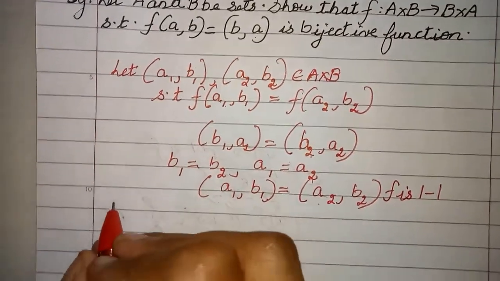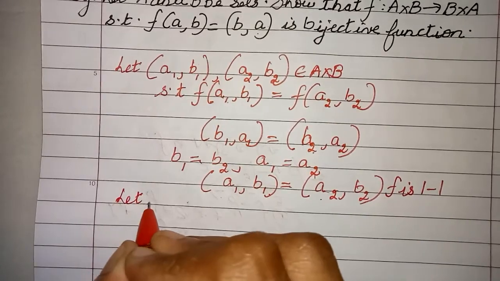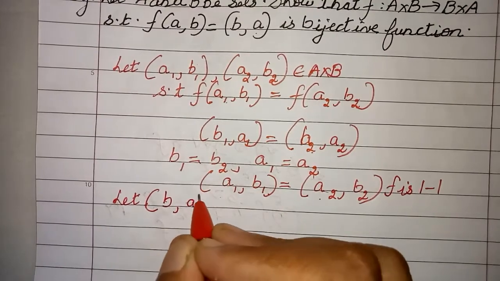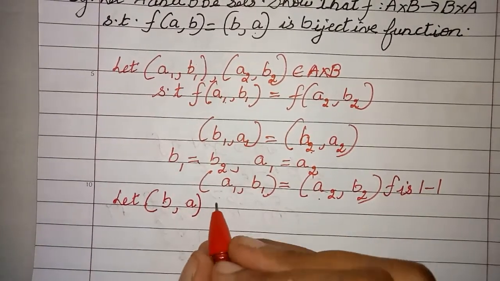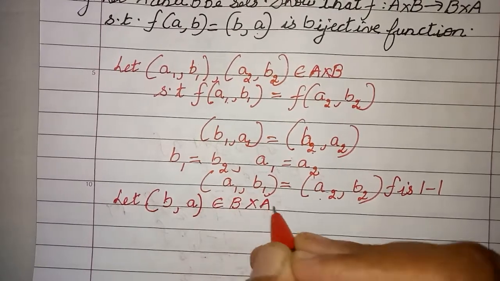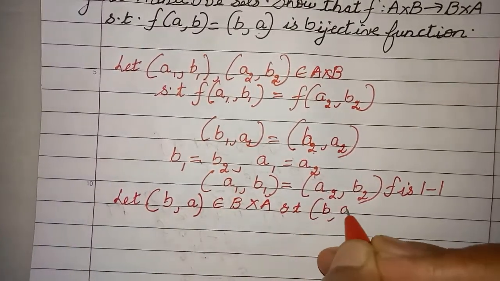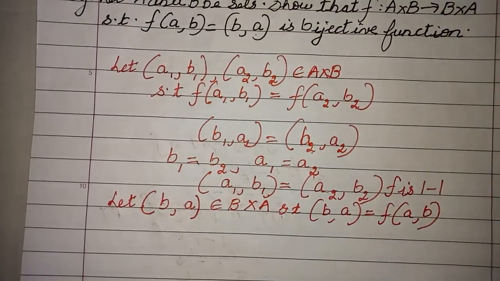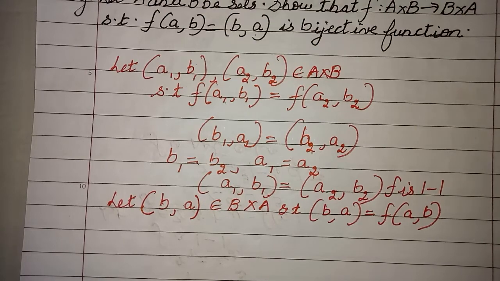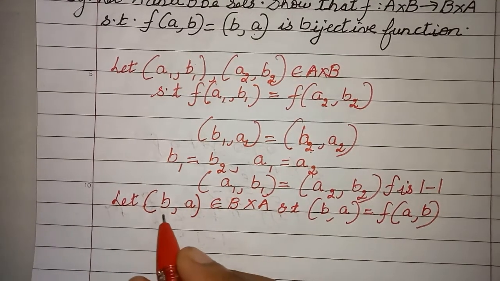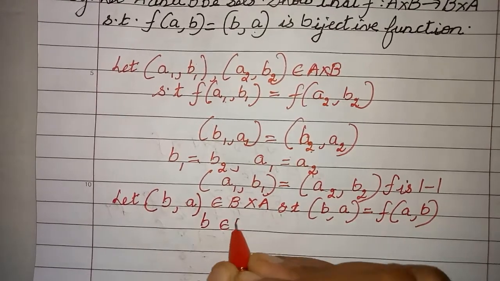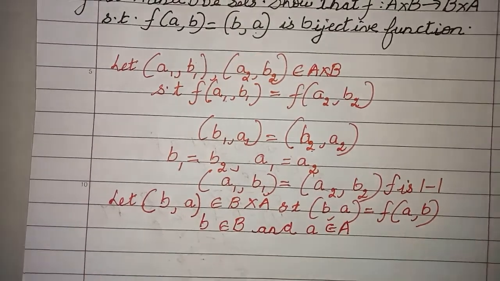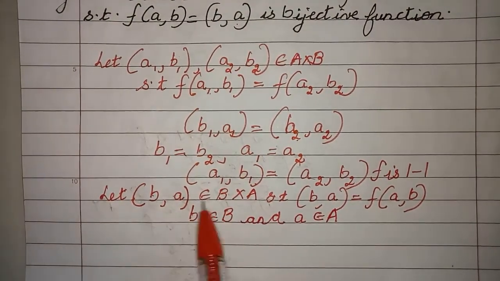Now let me go for onto. So I am going to start with, let element be coming from B cross A. So it will be (B, A). Let (B, A) belong to B cross A such that (B, A) is equal to f of (A, B). Now (B, A) belongs to B cross A means what, children? B is coming from B and A is coming from capital set A.